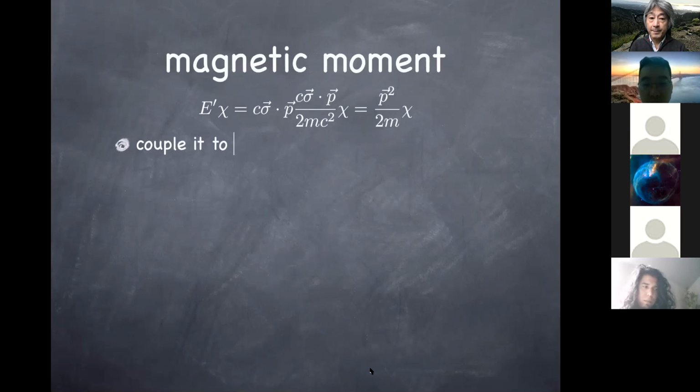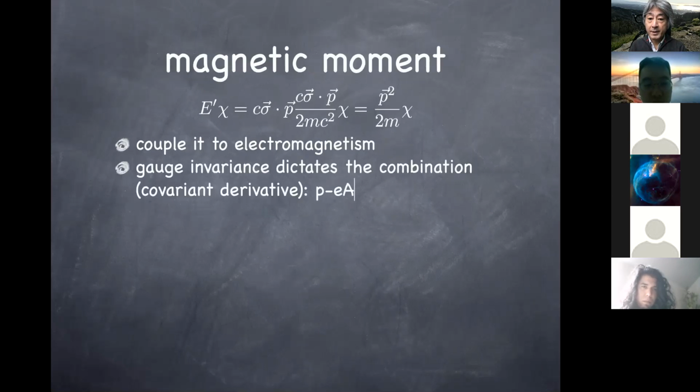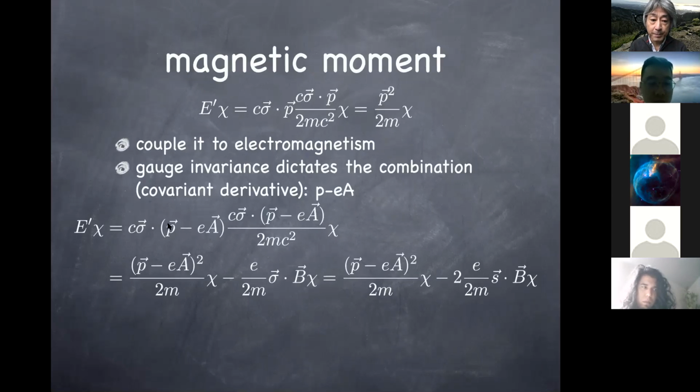That's the coupling to the electromagnetism. So we replace P with P minus EA. Again, using the anti-commutation relation between sigmas, that the sigma anti-commutator is 2 delta ij, the delta ij piece gives you P minus EA squared, and that's the usual kinetic energy of the particle in the vector potential A.